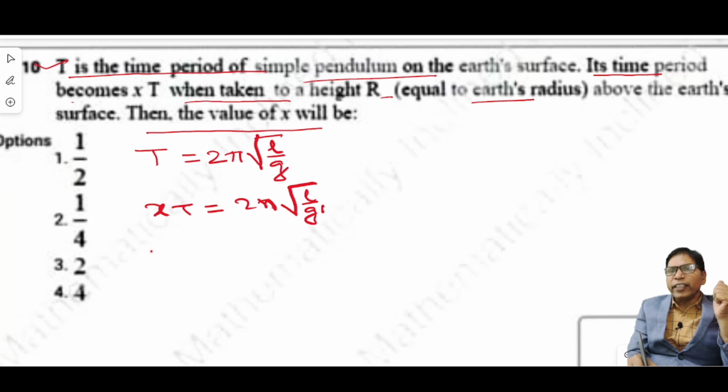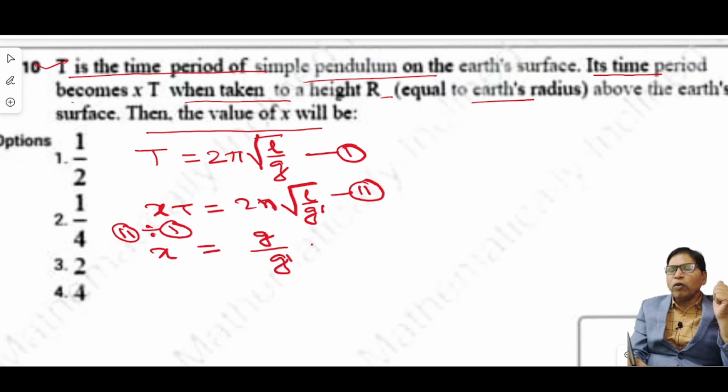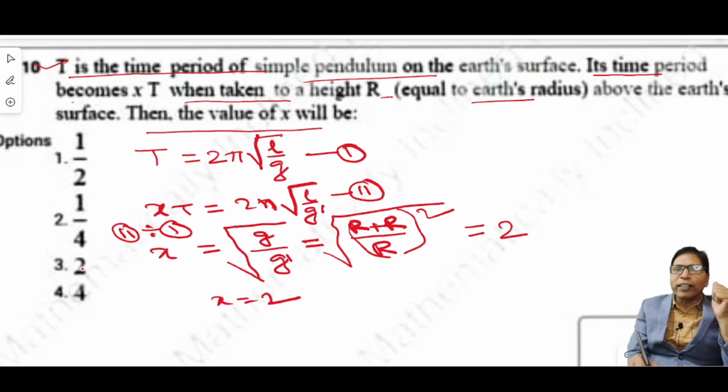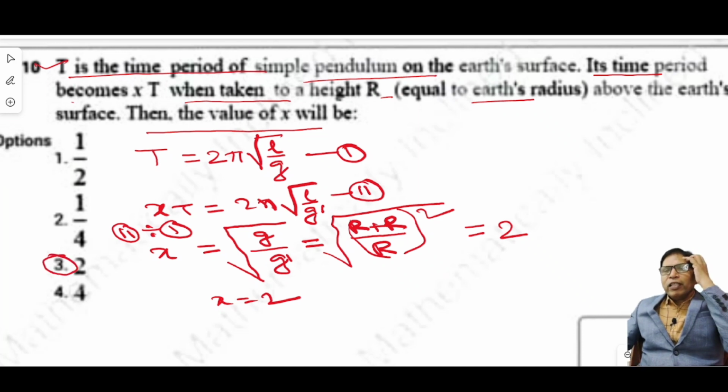Now this is equation number 1 and this is equation number 2. Now equation 2 divided by equation 1, you get x equals root under g by g dash. Now you know g by g dash equals (R plus R) whole square by R square, whole root under. Therefore the root is omitted and x equals 2. Now this is option 3, so option 3 is correct.